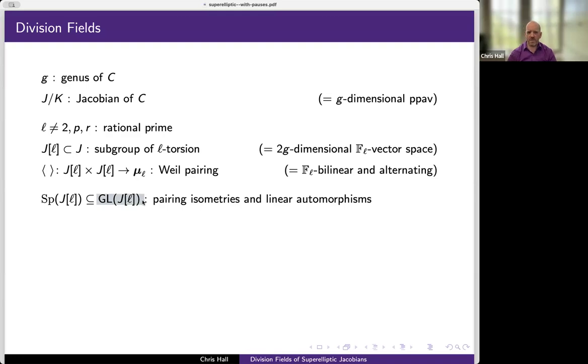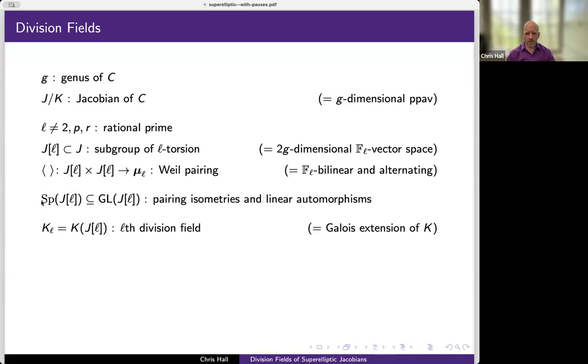And so this is going to look something like a GL_n for some n. Sitting inside of that group of linear automorphisms, though, I have automorphisms which respect the Weil pairing. They're isometries, I would call them, with respect to the pairing. And so those are some subset, really a subgroup, of elements that we prefer to focus on. And the reason will become clear in just a moment.